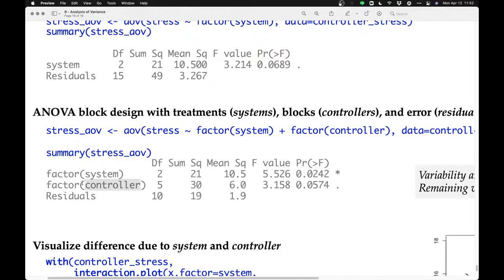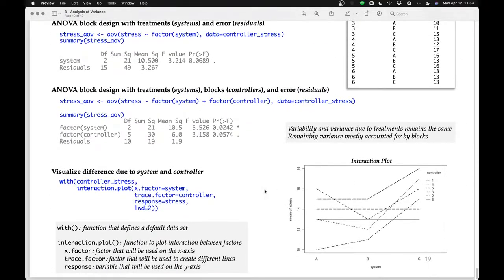But we also notice that a lot of the variance comes from the controllers themselves, from the people taking part in these experiments. They are contributing variance as well because they're different people. Their variance is not significantly different from error at the 5% level, but it would be at the 10% level. It's still quite a sizable amount of variance. So this is an example of block design.